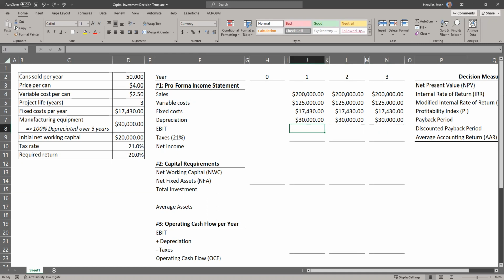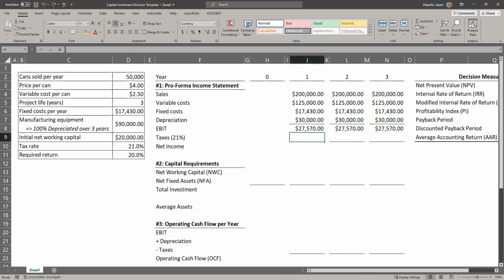So what is our earnings before interest and taxes, which is our next item here? Well, we simply take the revenue minus the variable cost minus the fixed cost minus depreciation, and we have an EBIT of 27,570. Since every year is going to be the same, we can go ahead and do that. And that's why it's going to look the same there.